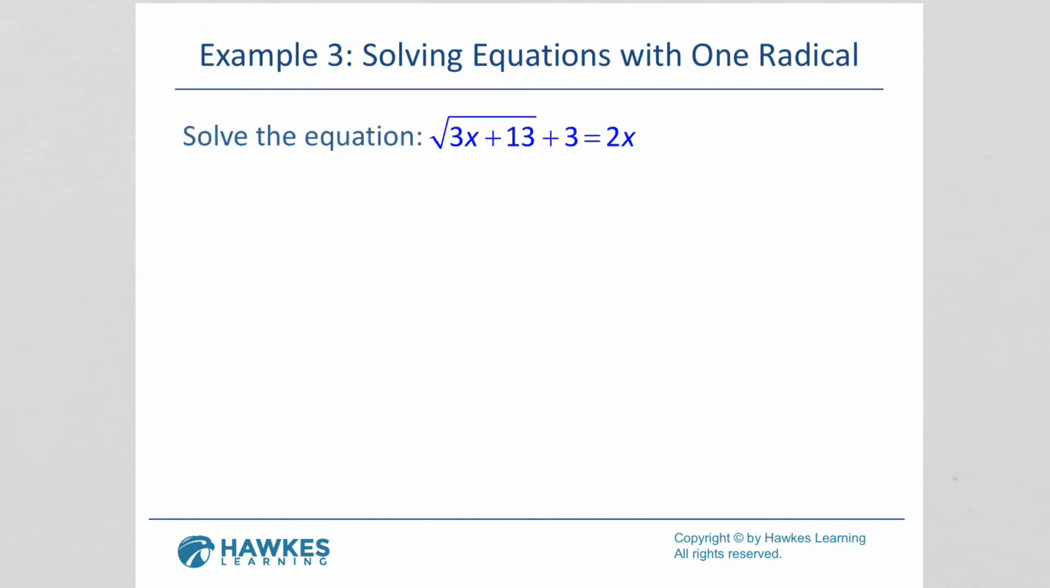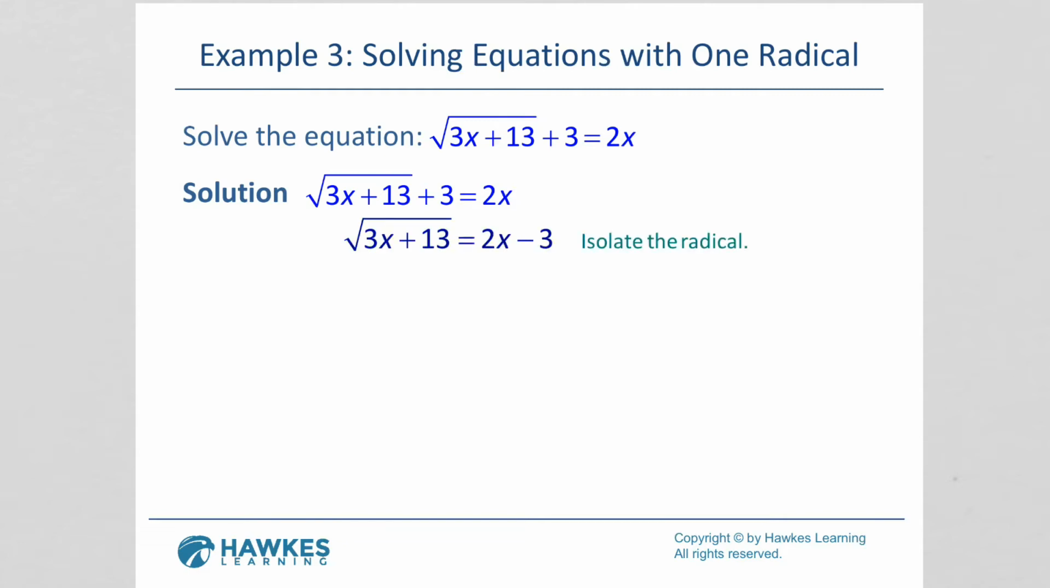Example 3. Solve the equation: the square root of 3x plus 13, plus 3, equals 2x. I do not have my radical isolated, so I'm going to have to do that, and I'll do that by subtracting 3 from both sides. That's going to end up giving me the square root of 3x plus 13 equals 2x minus 3.